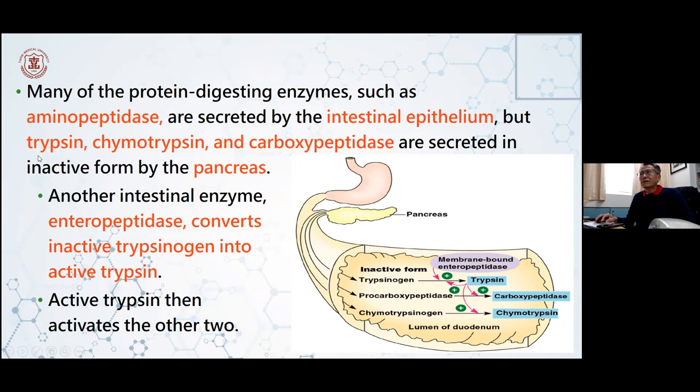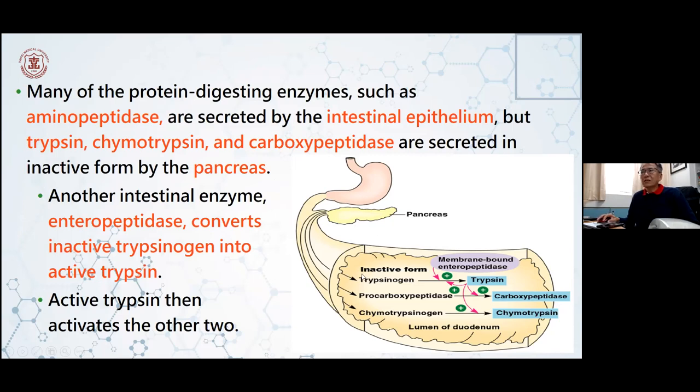Inactive form, like I mentioned in the stomach, like the pepsin, the inactive form is a pepsinogen. So the stomach wall releases the pepsinogen, and the pepsinogen, the inactive form, can be converted to the pepsin with positive feedback. So this is also the same.